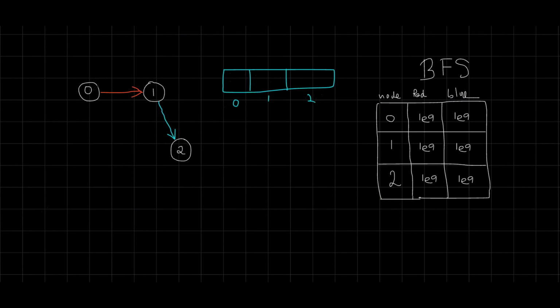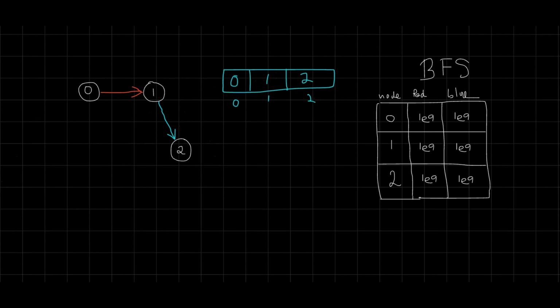Now, what is the shortest path from 0 to 0 with the alternating colors? It is 0 by default. And what is the shortest path from 0 to 1 with alternating colors? It is 1, because this path from 0 to 1 only has the red edge. And what is the alternating colors shortest path from 0 to 2? It is 2, because in this path, one is a red edge, another is a blue edge.